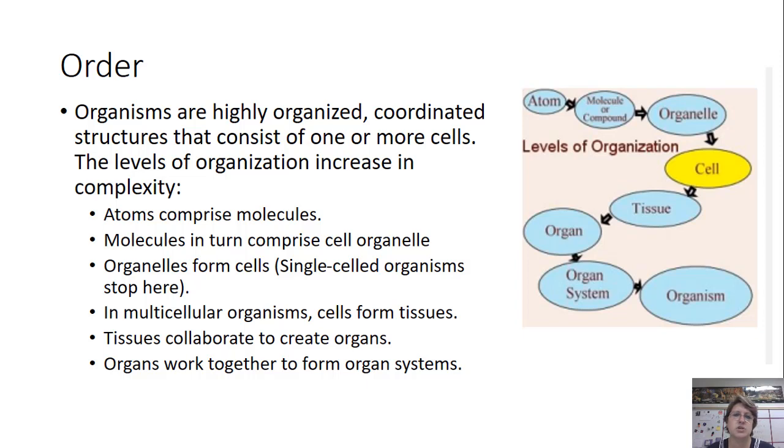So we have coordinated structures that could be just one cell, because remember, a living thing could be one cell, or we could be multiple cells. But even within that one cell, we have order. So our order is that atoms make up molecules. Molecules then make up organelles. Organelles then form cells, and so on and so on. So you have this very similar order no matter if you're stopping at a cell, at a single-celled organism, or you're going all the way up to a multicellular organism, or even looking at the whole biosphere together.